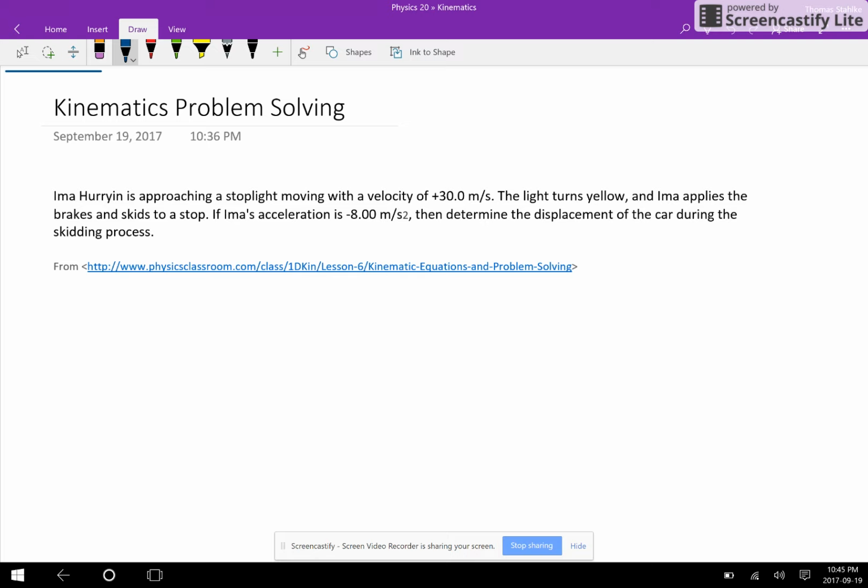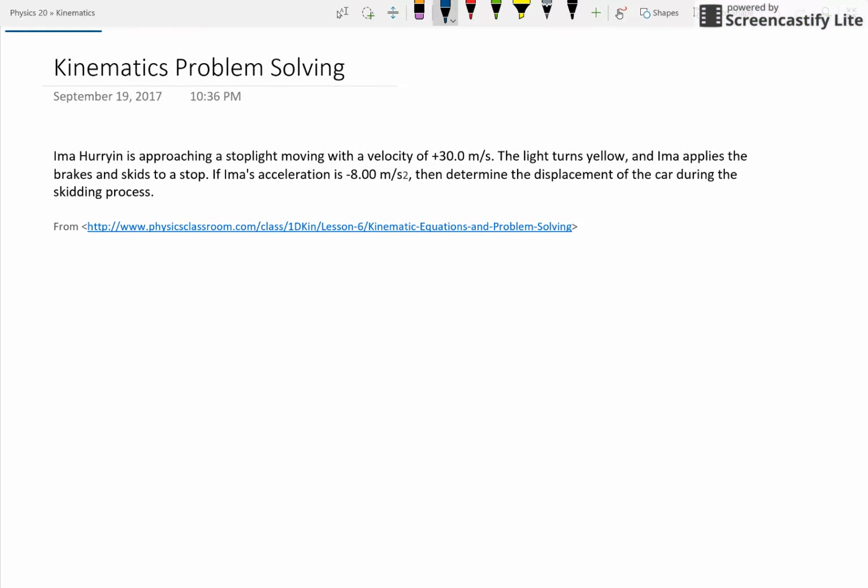Okay, we're going to take a look at solving a kinematics problem. So we'll take a look at this one that I've got from physicsclassroom.com, and you can see the link there and access more questions as needed. So this one is kind of cute.